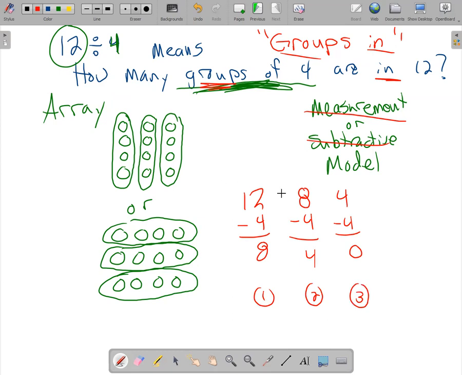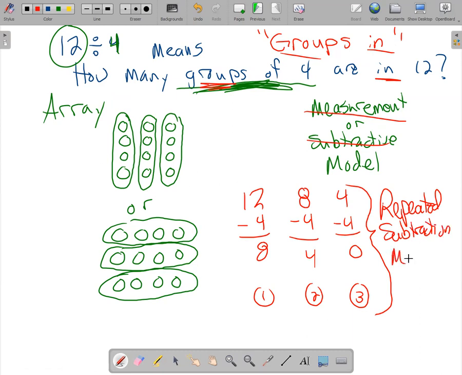Okay. And some people consider this repeated subtraction a different model than the physical picture. And in a sense, it is. So we could consider this another model, the repeated subtraction model. So we have the physical version, which I like to call groups in. And then the version where we actually show subtraction and count how many times we subtract.